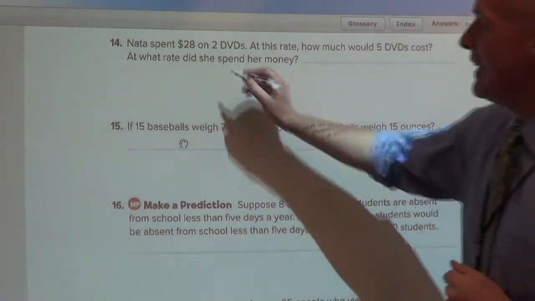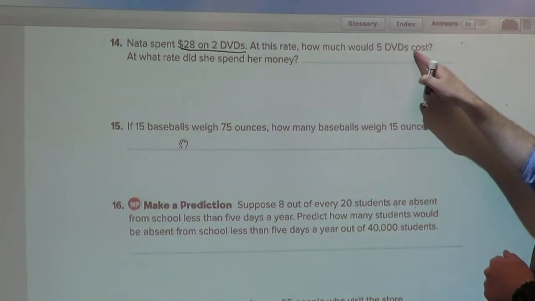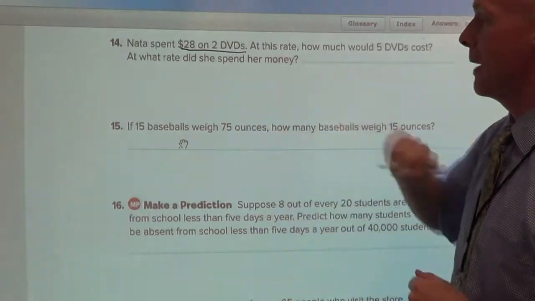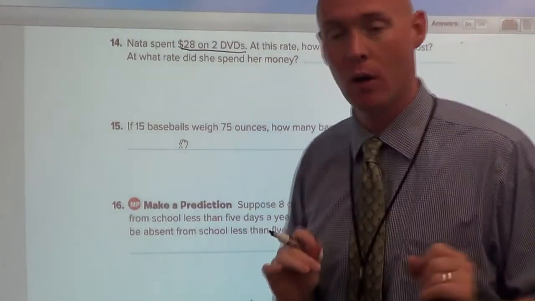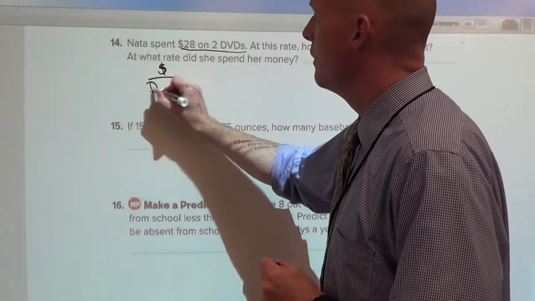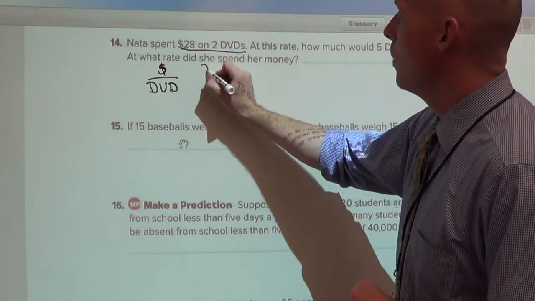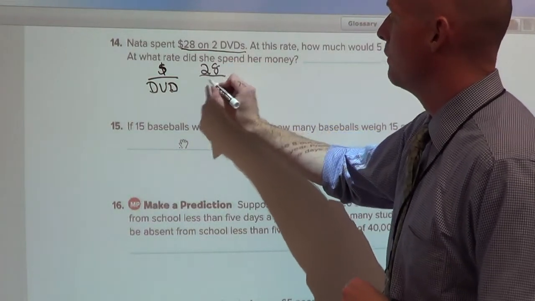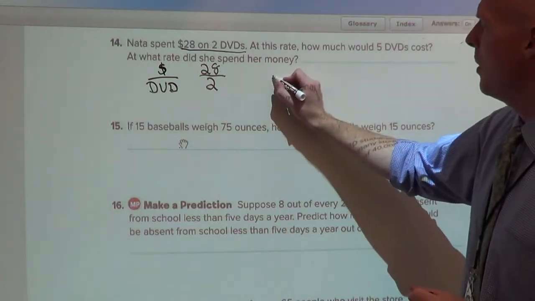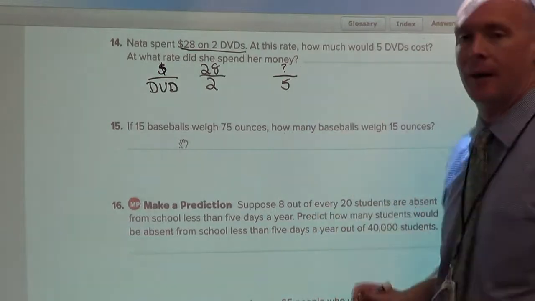Nana spent $28 on 2 DVDs. How much would 5 DVDs cost? And at what rate did she spend her money? Okay, so let's set it up word over word. So we're going to do dollars over DVDs. Perfect. So let's see what we're given. We're given $28 for 2 DVDs. But it wants to know how much 5 DVDs would cost.